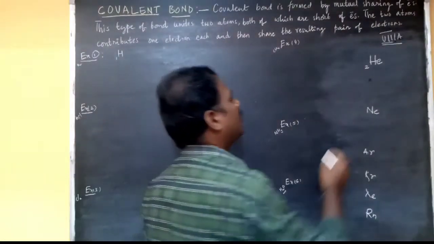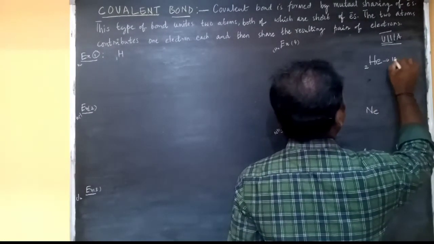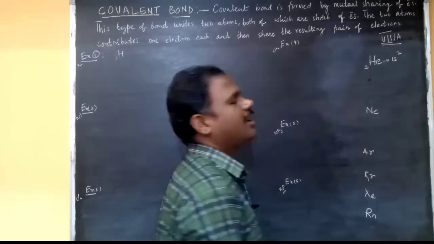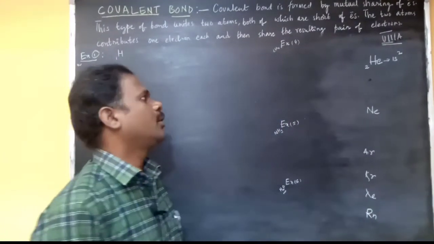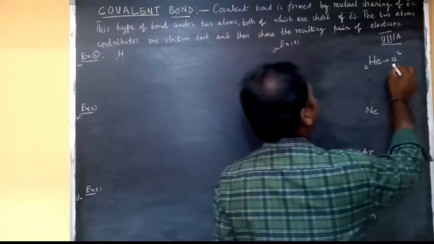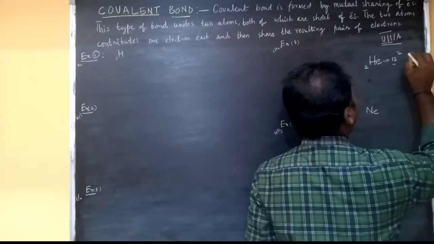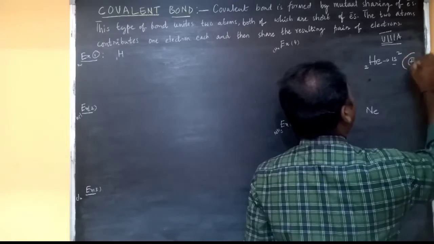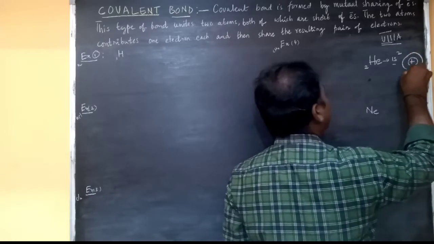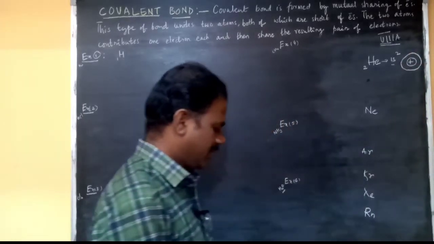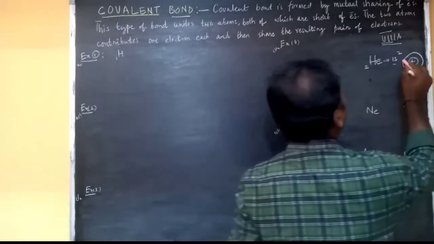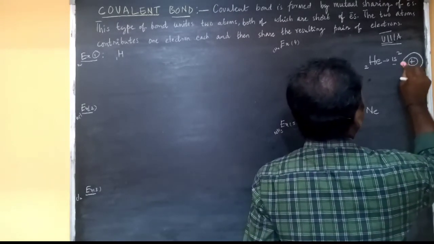So what is the electronic configuration? That will be 1s2. So how can we write this? In the nucleus of helium we have only one orbit. This orbit contains 2 electrons.